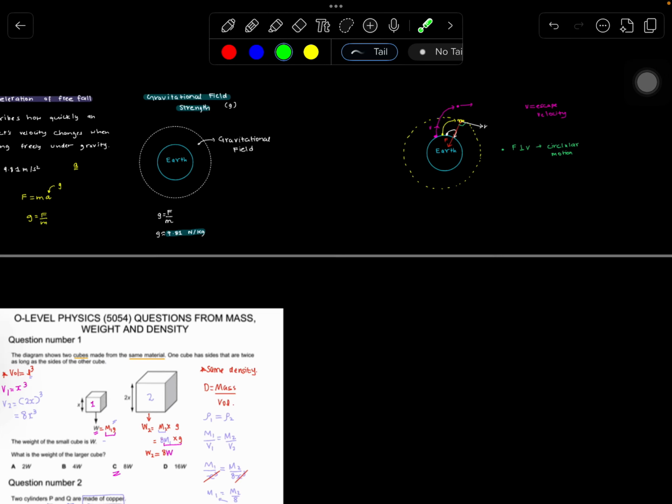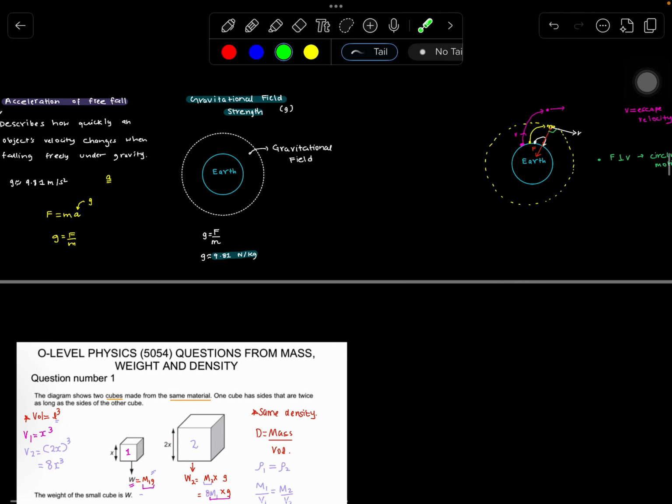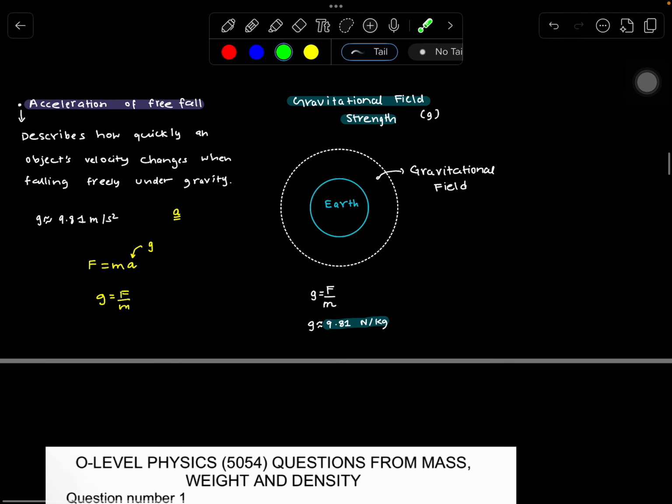Yeah, let's look. I don't think we looked at this one yet. So let's look at these two things: acceleration of free fall and gravitational field strength. Acceleration of free fall describes how quickly an object's velocity changes when falling freely under gravity. And it's this little a in F equals ma, okay?